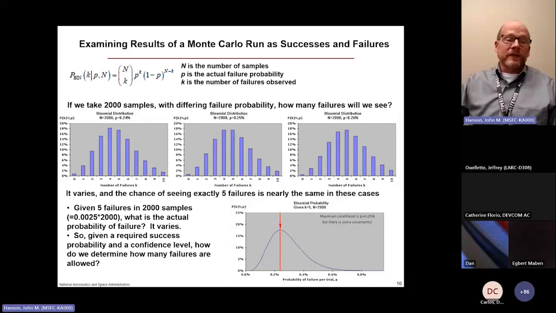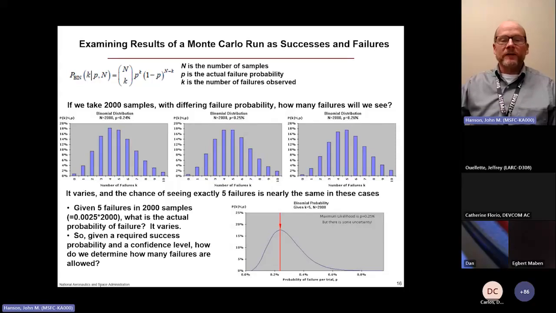So if we look at this and we say, okay, let's take 2,000 samples and look at different failure probabilities, how many failures will we actually see? In the case where the likelihood of failure is 0.24%, that's the graph on the left, we ran 2,000 samples. Hopefully you can see this on your screen if it's big enough. It looks like we might most likely get 4 or 5 failure cases, but you can get 0 failure cases with that likelihood, and you can get 10 failures in your 2,000 samples. There's just a lower chance that you will get that number of failures.